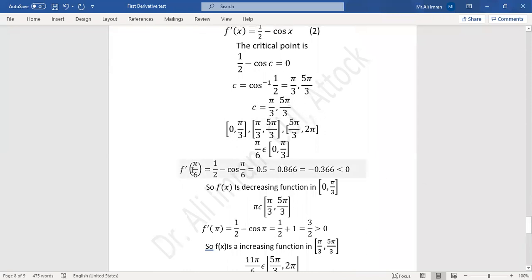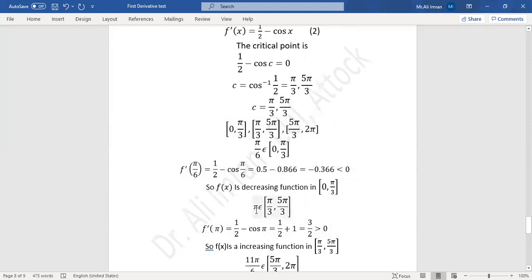f prime of pi by 6 is equal to 1 by 2 minus cos pi by 6, which is equal to 0.5 minus 0.86, which is equal to minus 0.366, which is less than 0. It means the function is decreasing in the first interval.